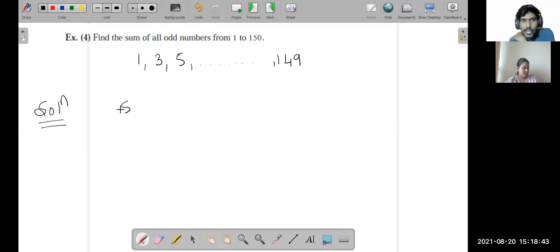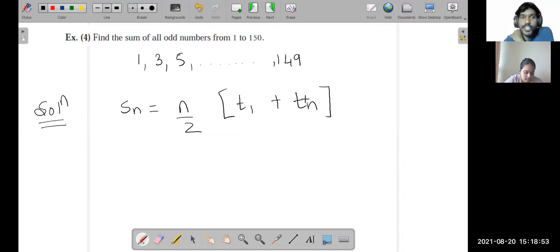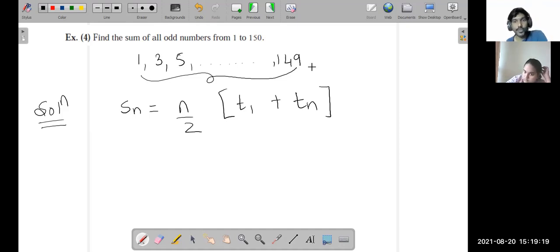Okay. Sn is equal to n upon 2 times (t1 plus tn). We can use this, but we need the value of n. We don't know n now. What is n? n is the total number of terms. How many terms are there from 1 to 149? We don't know. So first you have to find that out and then directly substitute it in this formula. Even if you use the first formula, you still have to first find out the value of n.